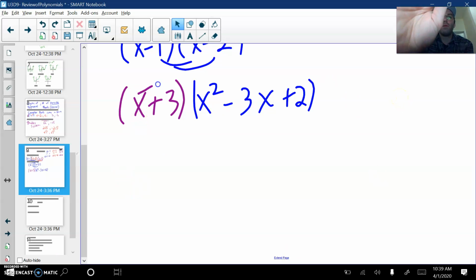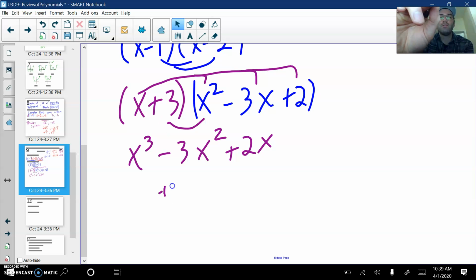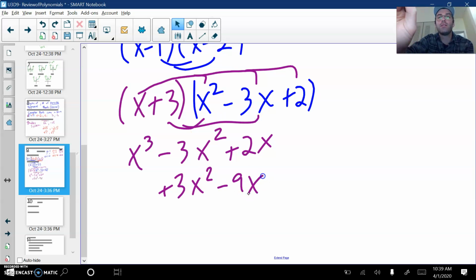What I mean by that is, I'm going to multiply x to x squared to get x cubed. I'm going to multiply x to negative 3x to get negative 3x squared. And I'm going to multiply x to 2 to get plus 2x. Then I'm going to take the 3 and also multiply it to everything in here. So I have a positive 3x squared, a negative 9x, and a plus 6.